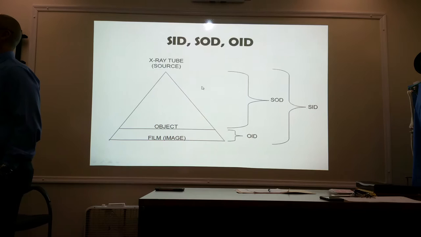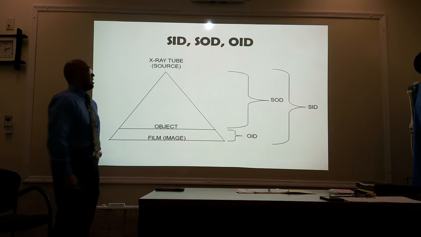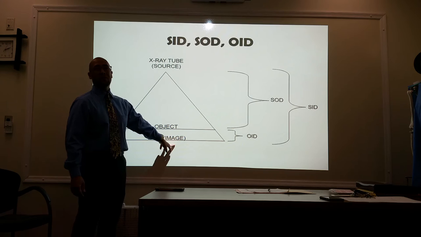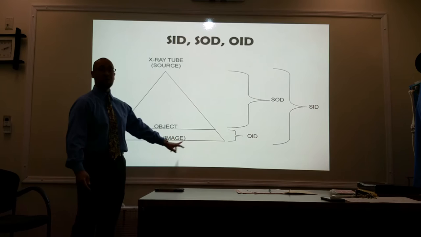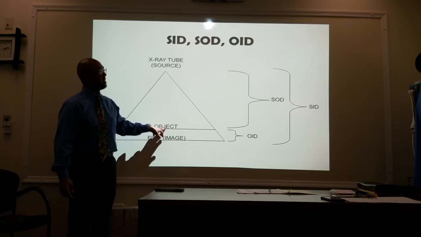So again, here's your example. You've got SID, SOD, and OID. Your source to image distance is from your X-ray tube to your image receptor. It can be film or your PSP. Source to object distance is from the X-ray tube to the part being X-rayed. OID is the distance from the part being X-rayed to your image receptor.